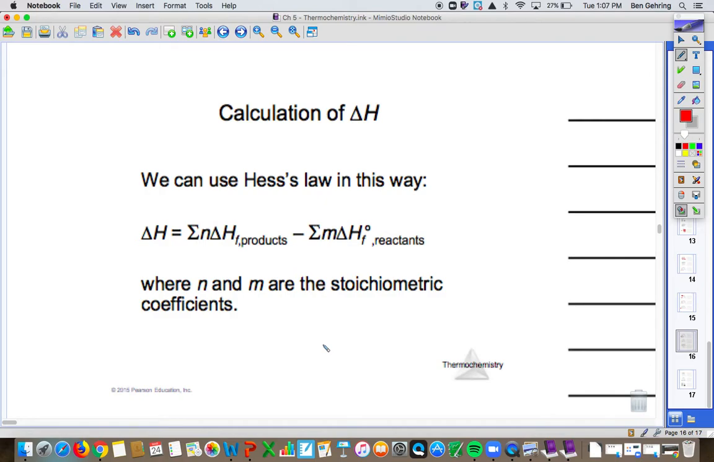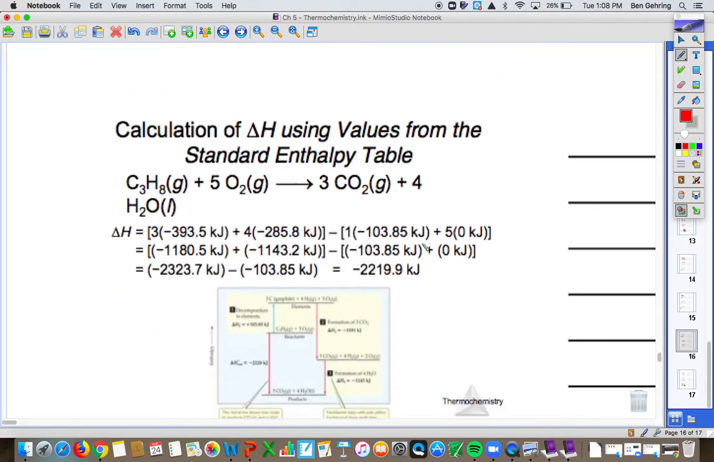So using Hess's law, we can take, this sigma sign means the sum of, n stands for your stoichiometric coefficients or your molar ratios, and then delta H is the enthalpy of formation of your product. So for each product, we take it times its stoichiometric coefficient. And we do the same thing, the sum of m, which is another stoichiometric coefficient, of the enthalpy of formation of your reactants. And we're going to subtract those 2, and that's going to give us our change in enthalpy.